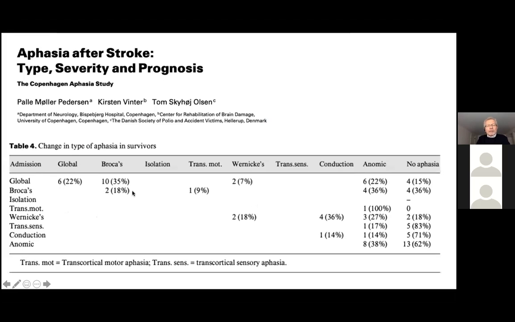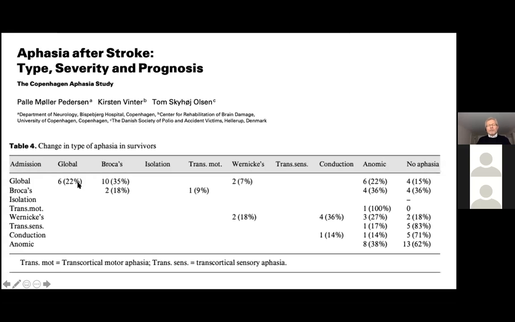Those with an expressive, a Broca's aphasia, 18% remain with it, but 36% have word-finding difficulty. They go from Broca's to word-finding difficulty a year later, and 36% improve to no aphasia. And the same happens with all the others.